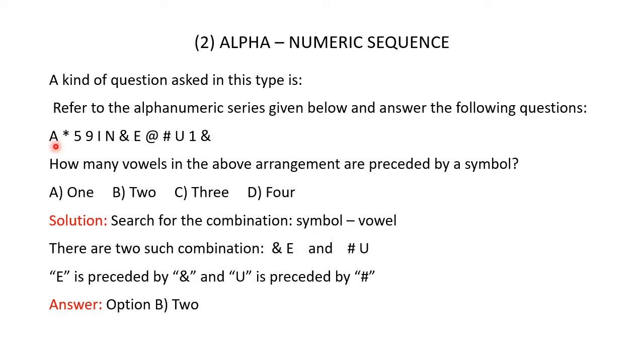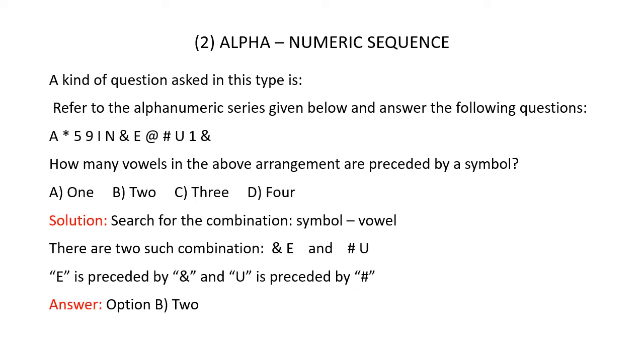Here A is a vowel but there is no symbol before the vowel. I is a vowel but 9 precedes I. So there is no symbol before the vowel I. When you look at the vowel E, there is a symbol before the vowel E, which is and. So the vowel E is preceded by the symbol and. And the next vowel in this series is U, which is also preceded by the symbol hash.